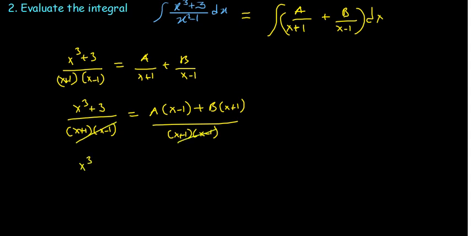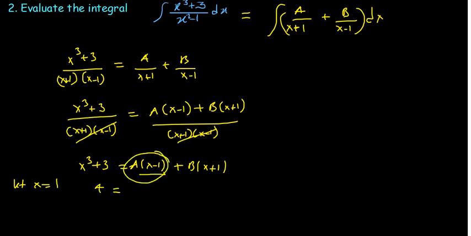That means x to the power 3 plus 3 is going to be equal to a(x - 1) + b(x + 1). So if we let x be equal to positive 1, 1 to the power 3 is 1, plus 3, that will be 4. That will be equal to, if we put 1 here, this will be 0, and then for the next one, that will be 2, so that will be 2b. That means that b is equal to 2.